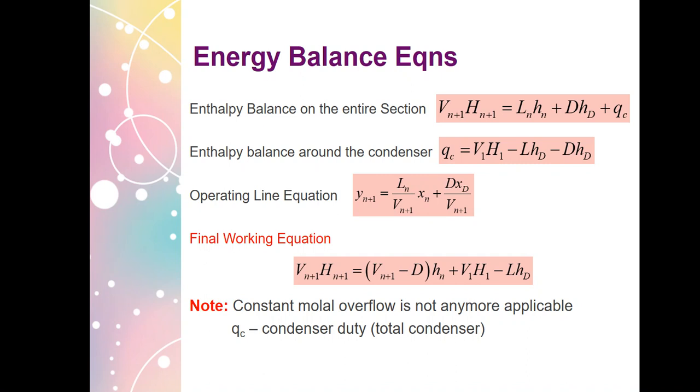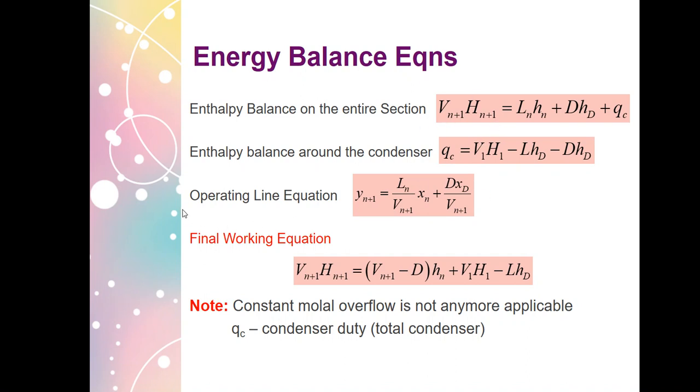So for you not to be confused, the V sub n plus 1 is the same really as in the representation for gas absorption, because V sub n plus 1 is the V at the bottom of the column and V1 is at the top of the column, the one that is withdrawn on top of the column. So it's the same thing here. So don't be mixed up.